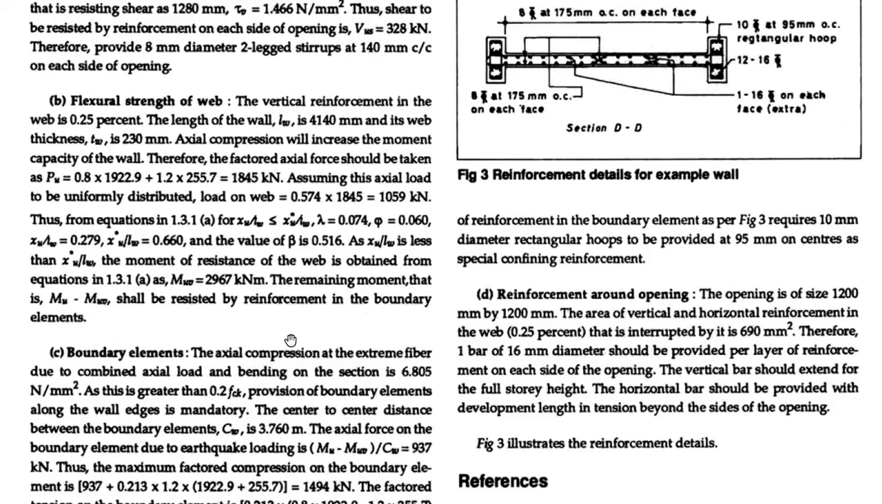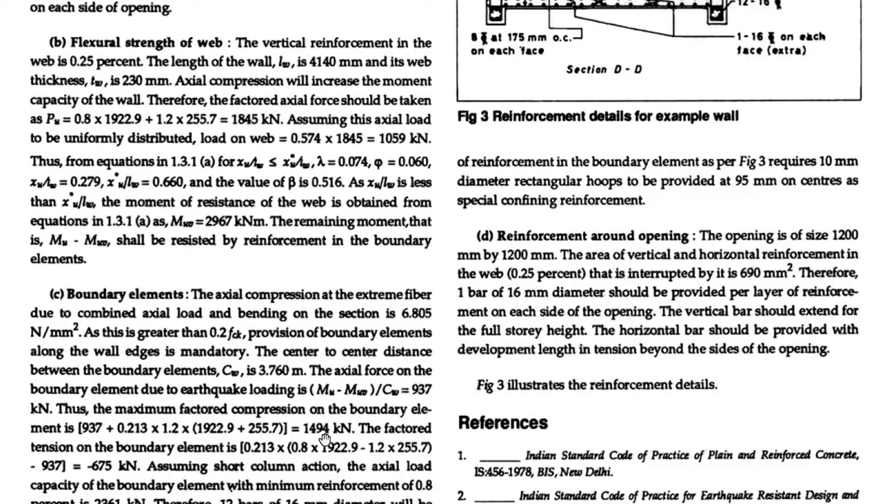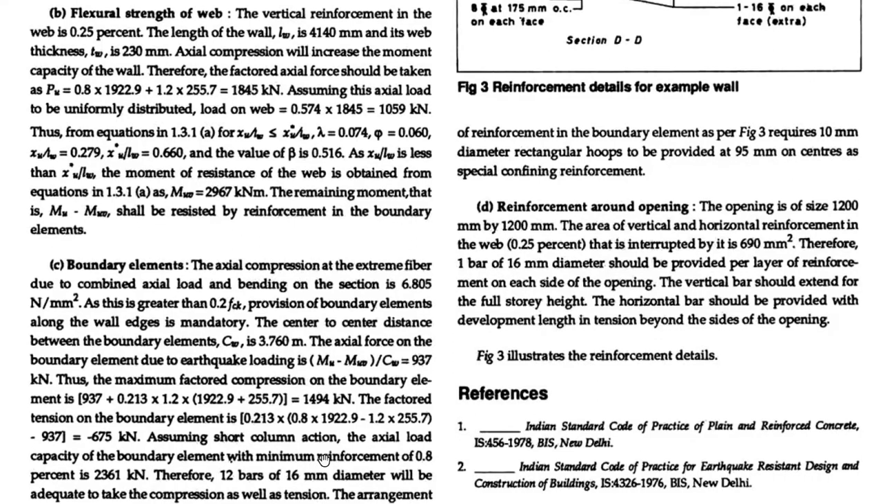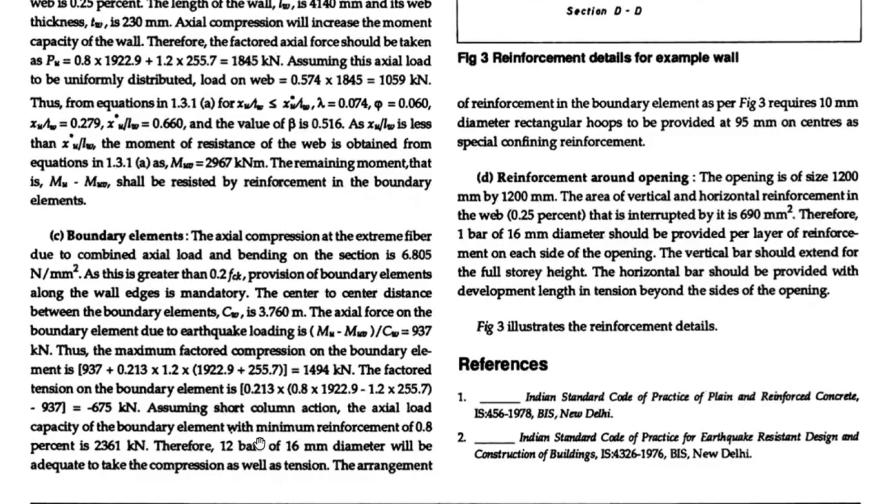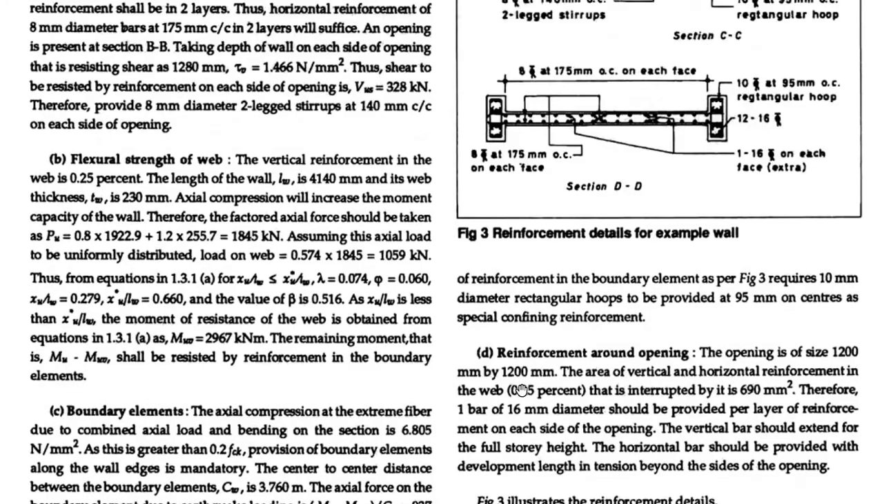The axial force on the boundary element due to earthquake loading is 937 kilonewton. Thus, the maximum factored compression on the boundary element is 1494 kilonewton, and the factored tension is calculated as minus 675 kilonewton. Assuming short column action, the axial load capacity of the boundary element with maximum reinforcement of 0.8% is 2361 kilonewton. Therefore, 12 bars of 16 mm diameter will be adequate to take the compression as well as tension.